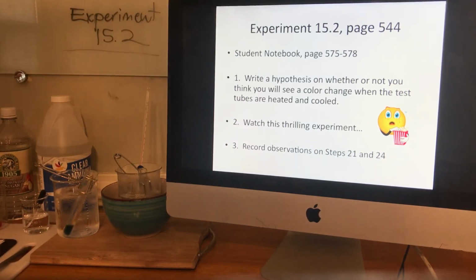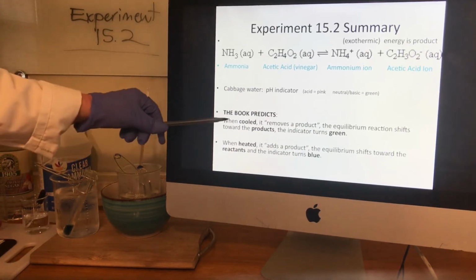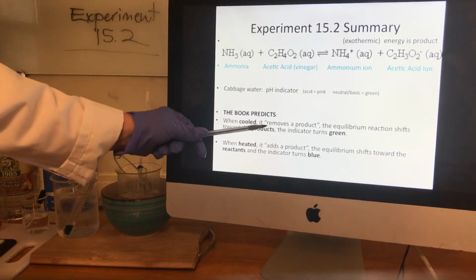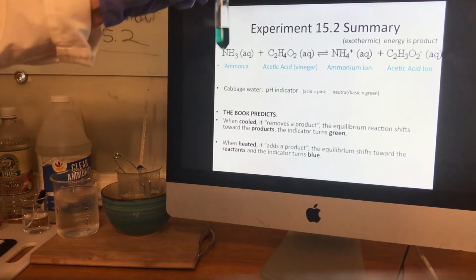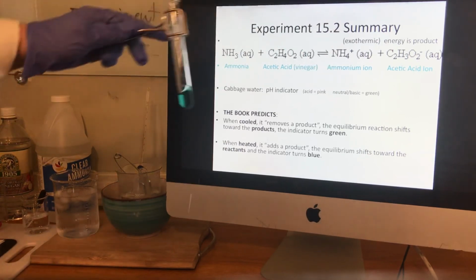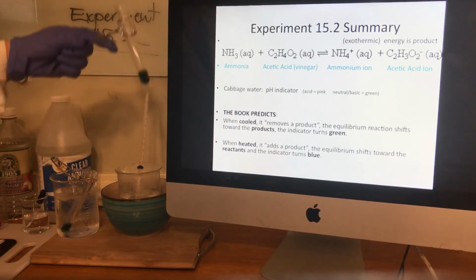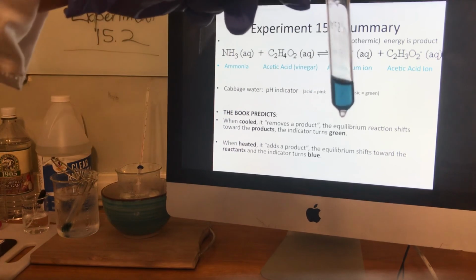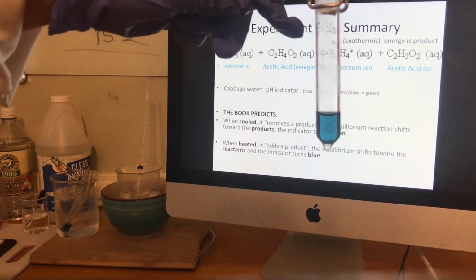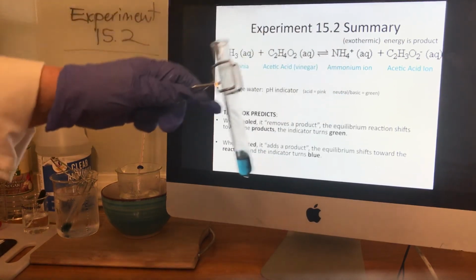All right, to go back then just for a moment, we'll look at what the book predicted. The book predicted that when it stayed cooled, the indicator would remain green, which was the result more or less that we saw in this one. And that the heated sample, by heating it, we're adding a product, and in this case, it would shift the equilibrium toward the reactants, and the indicator would be more of a blue color.